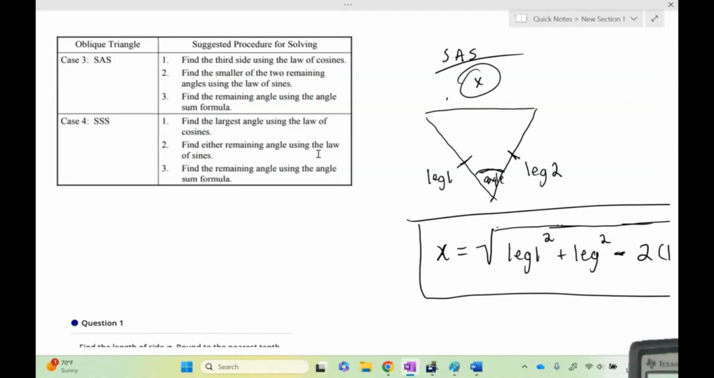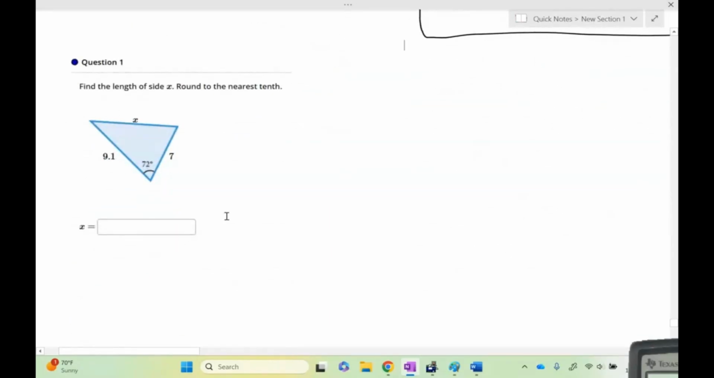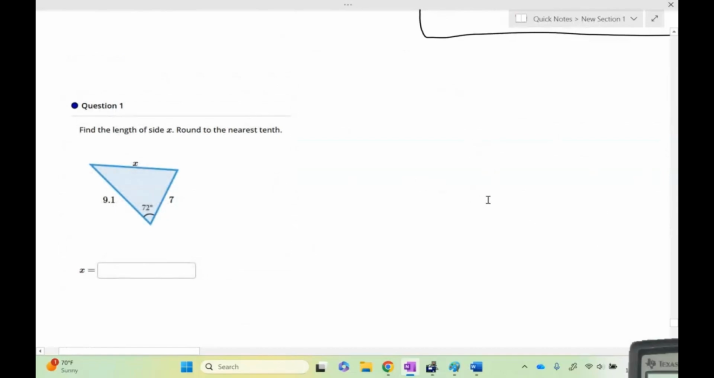Right? And we're going to see a problem that kind of goes against that. All right, so let's take a look at the first example. They're telling us to find the length of side x, round to the nearest tenth. So here again, notice that they do not tell you which set of formulas to use. The way you can tell is look at what you're given, fit it to one of those cases, and then use the procedure for that case.